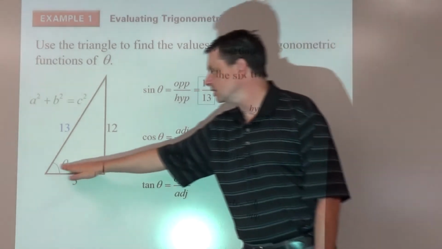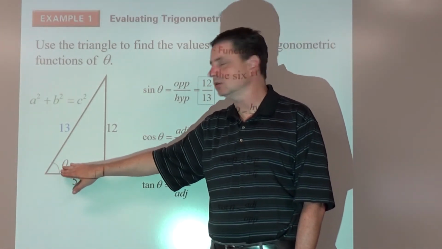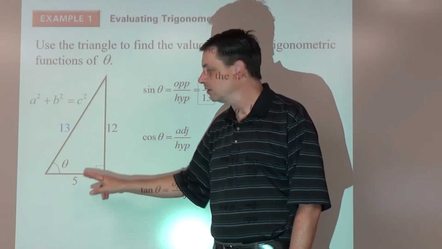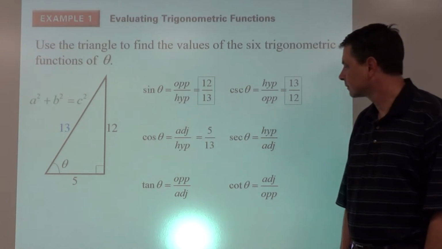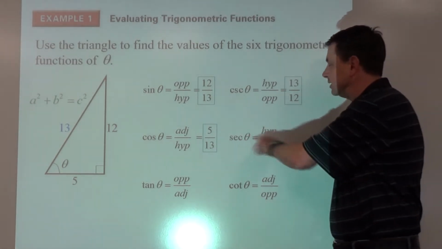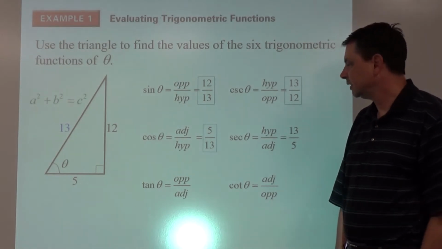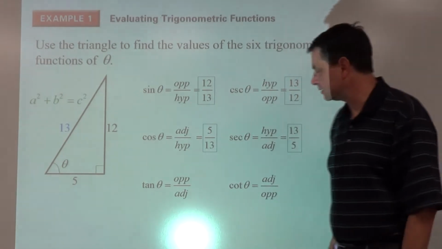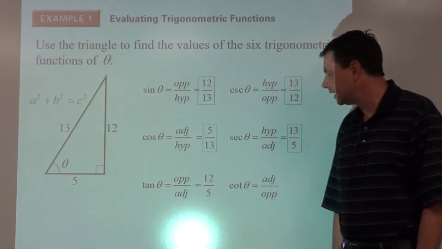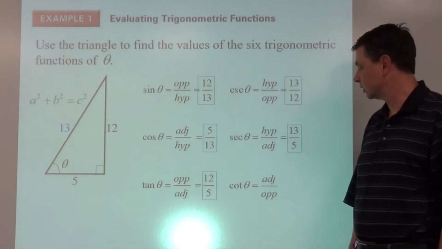Cosine is adjacent. Adjacent is the leg, not the hypotenuse, but the leg that touches the angle. So that would be the 5. 5 over 13. And then reciprocal to get secant, 13 over 5. And then tangent would be opposite divided by adjacent, 12 over 5. Cotangent, the reciprocal, 5 over 12.